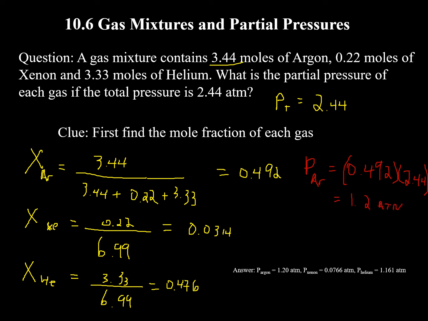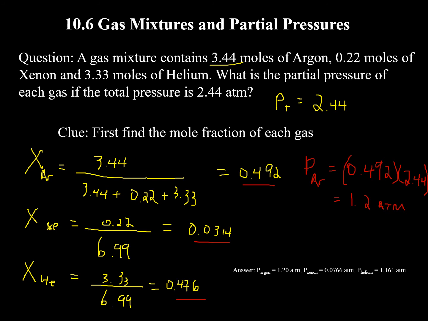So we should also check that our three mole fractions add up to 1. There might be some small fluctuation, but they should all add up to 1. Let me check on my calculator. 0.492 plus 0.0314 plus 0.476. I got 0.99994, close enough. They should equal 1. So let's continue with the problem.